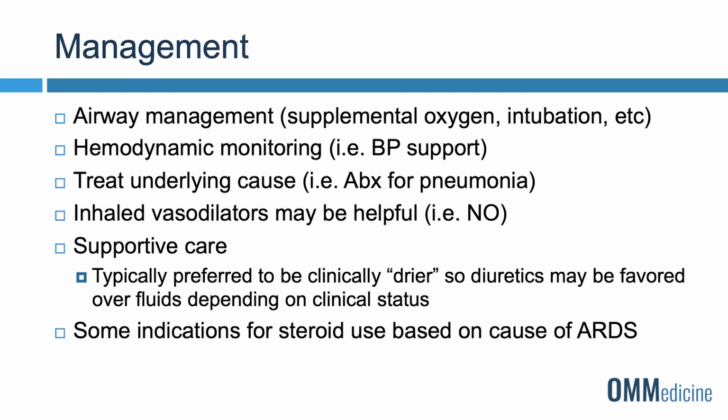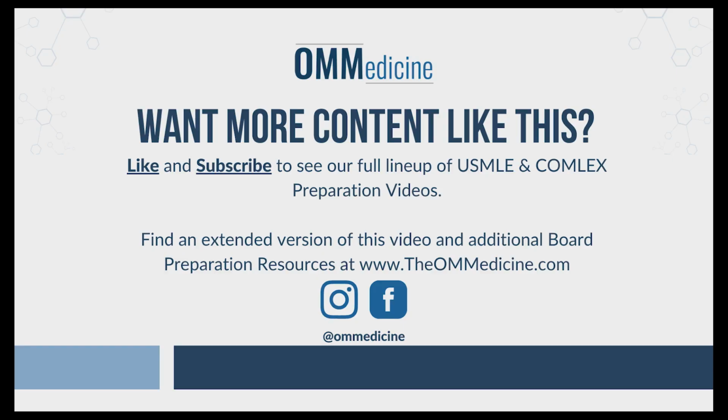So if the patient has ARDS secondary to pneumonia, then we would need to give them antibiotics to treat that pneumonia. Now there's some use for inhaled vasodilators and steroids. However, these are going to be more on a case-by-case basis rather than just administering them as part of the treatment regimen. And so we'll really need to look at our patient clinically before we administer either of these drugs. And that concludes this module on ARDS.